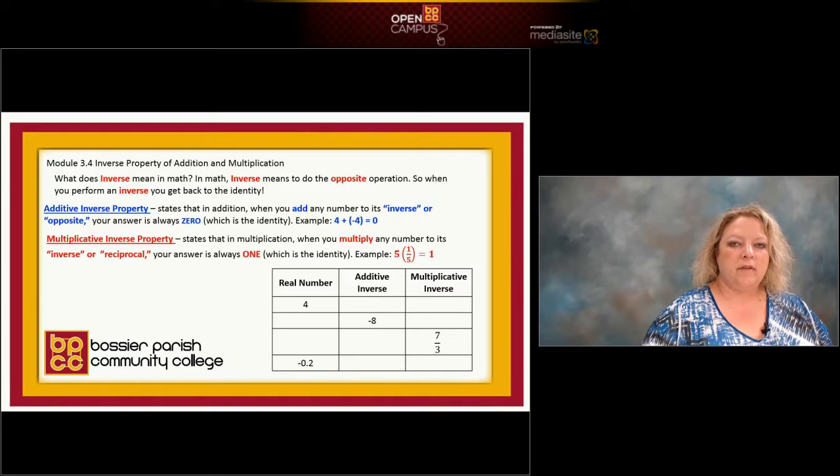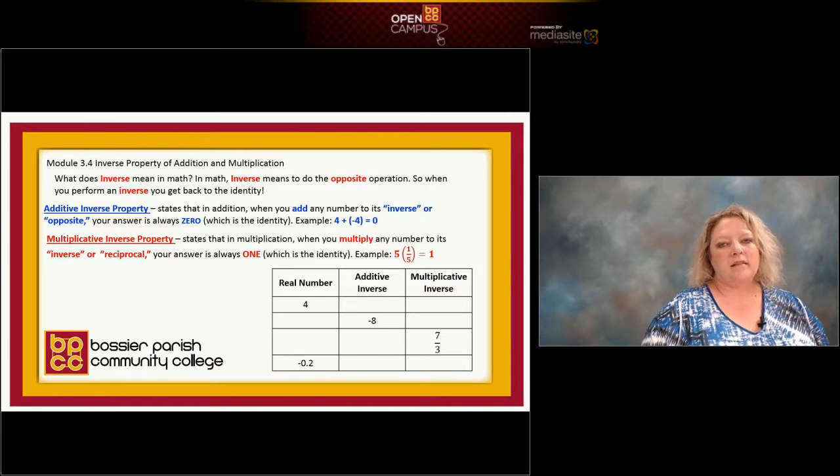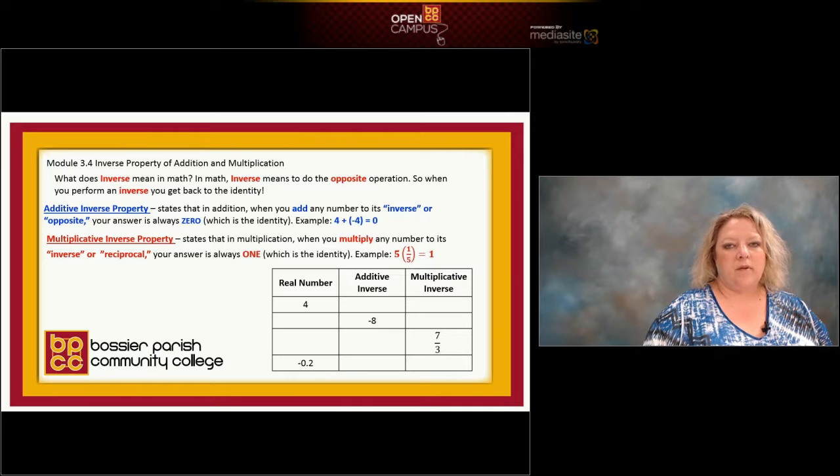We have the additive inverse. And what does that mean? Additive means add. So when I take any real number and I add its opposite, it gives me back 0. And 0 in addition is the identity property, which is what we covered in Module 3.3.